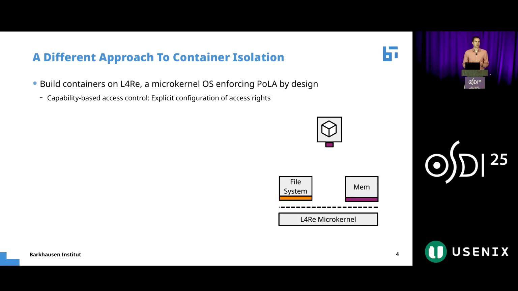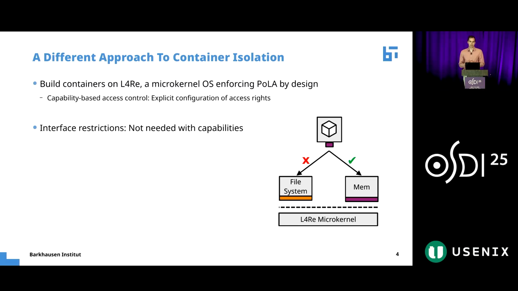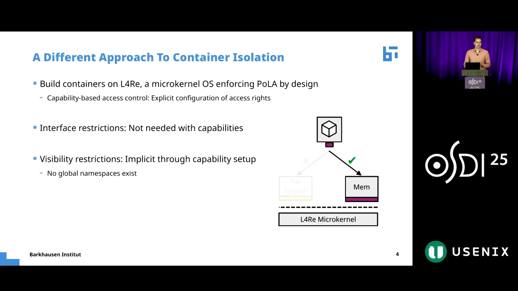Another question is, how can we implement these 3 pillars of container-style isolation on top of a microkernel that uses capabilities? So first, the neat thing is that for interface restrictions, we do not need to do anything. And that's because if you do not want the container to access a certain interface, simply don't hand it the respective capability. The same thing goes for visibility restrictions, because microkernels like L4E do not have any global namespaces, for instance, for process IDs or anything.